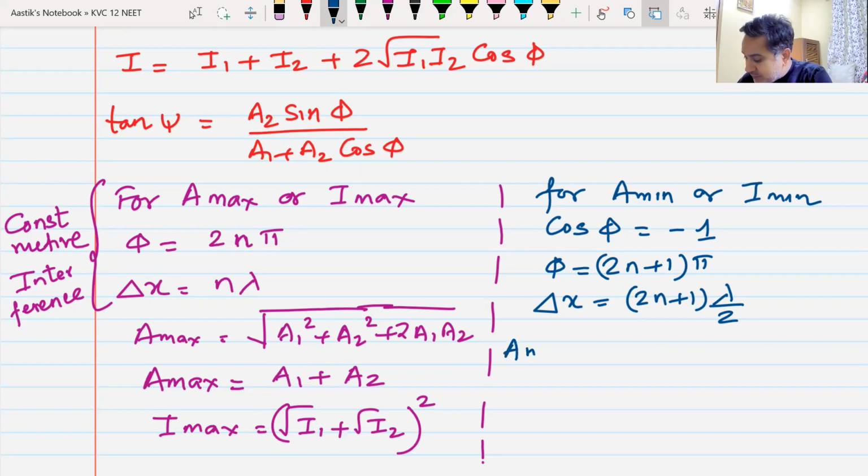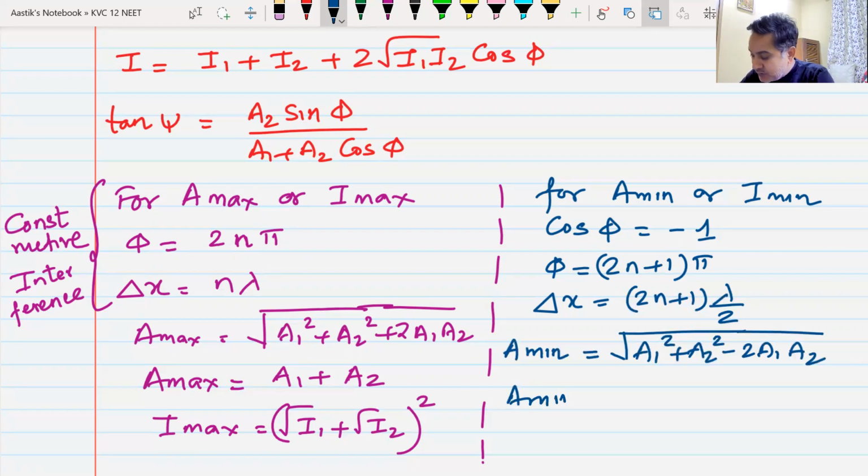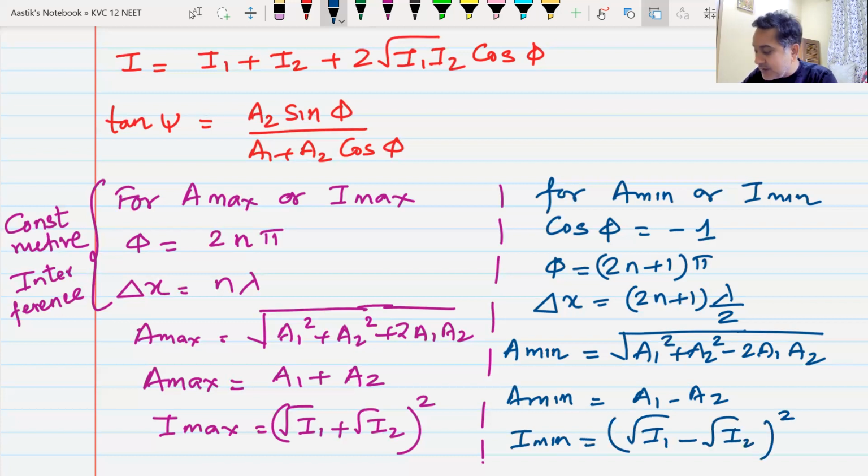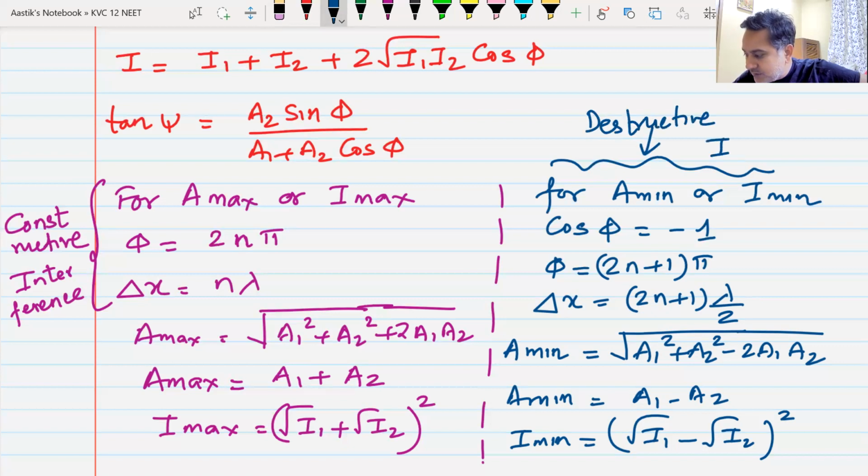In that case, you will get minimum amplitude, which will be under root of A1 square plus A2 square minus 2 times A1 A2, because cos phi is minus 1. So your minimum amplitude will come as A1 minus A2. Your minimum intensity will come as root over I1 minus root over I2 whole square. One type of interference is known as constructive, so what will be the name of the other interference? Destructive interference. Do we understand this?